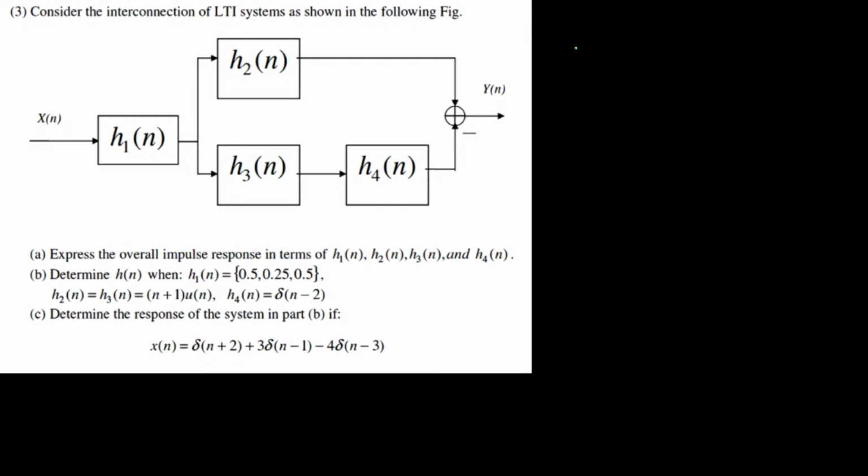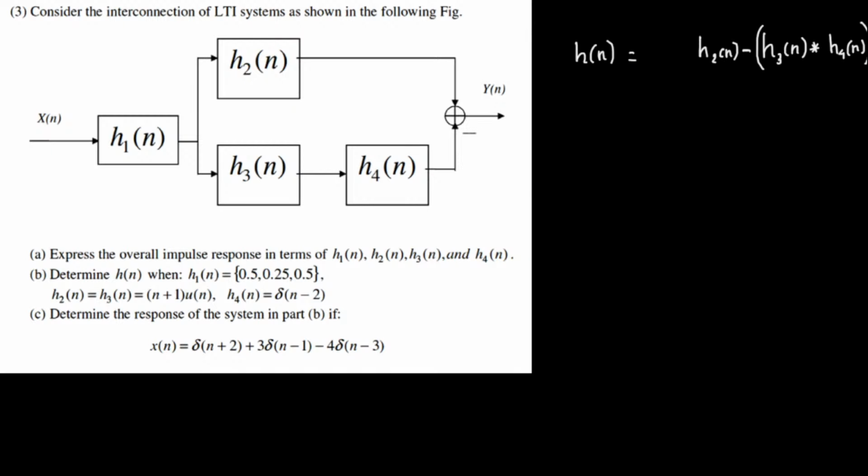If I say h of n, let's look at the easiest one. The easiest ones to figure out are h3 of n and h4 of n. Both of them are in series, so we can just convolve them: h3 of n convolved with h4 of n. Now we can consider these as one thing, and it is in parallel with h2 of n, so we have to add. But when we add, we have to look at what sign we have. If it's a minus, we put a minus here.